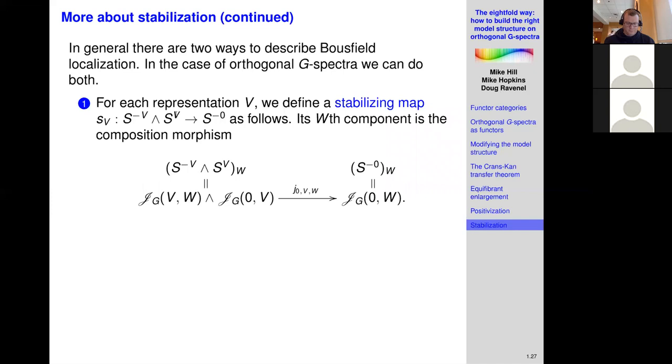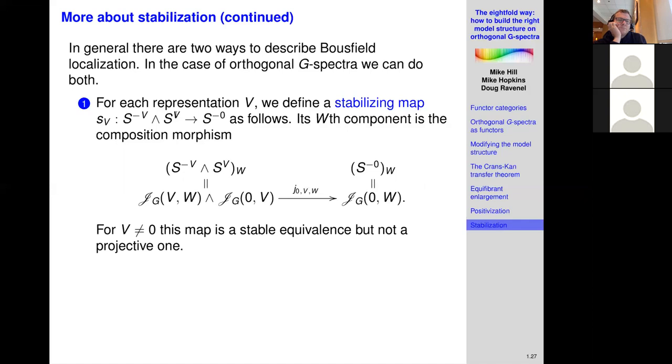I have to tell you what it does on each component. So the Wth component of S minus V smash S V is as indicated here, and the Wth component of the sphere spectrum is as indicated on the right. And we need a map between those two. And the map we need is actually the composition morphism in the Mandell-May category. That gives us our map.